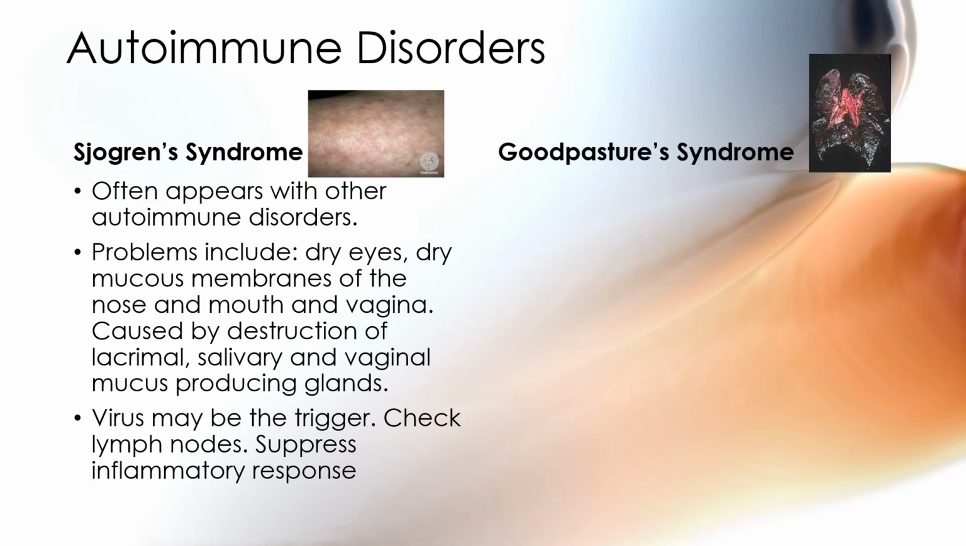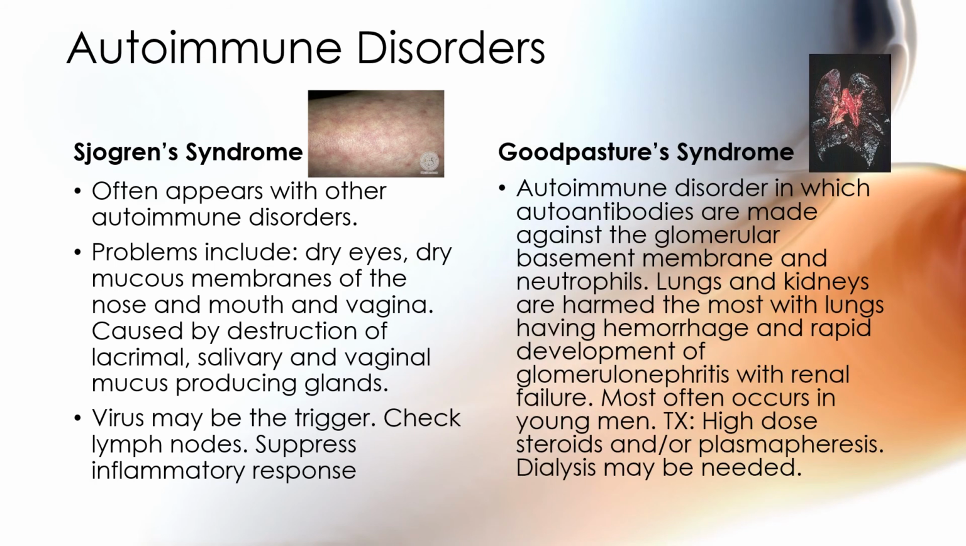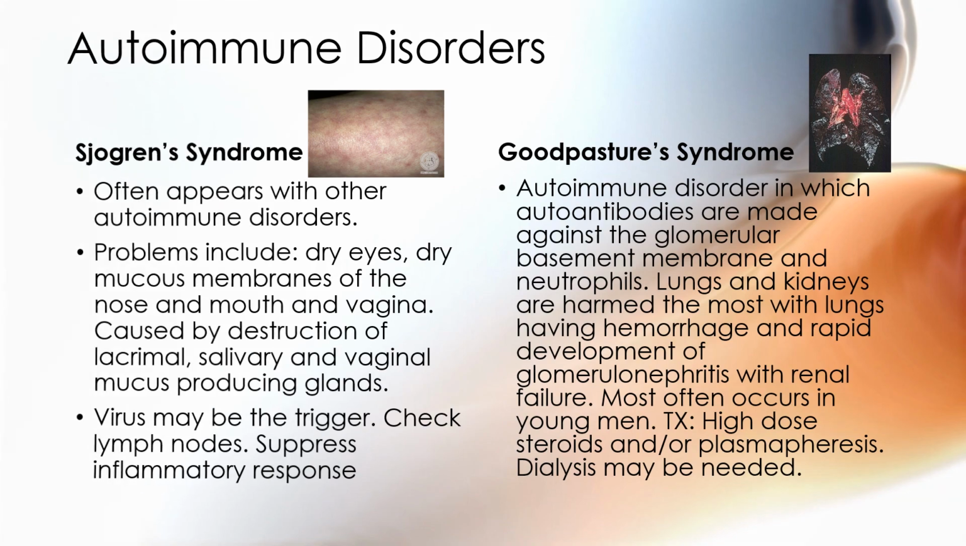Then we also have Goodpasture syndrome. This is an autoimmune disorder in which autoantibodies are made against the glomerular basement membrane and neutrophils. Lungs and kidneys are harmed the most, with hemorrhage in the lungs and rapid development of glomerulonephritis with renal failure. It most often occurs in young men. Treatment is high dose steroids and/or plasmapheresis, and then dialysis may also be needed.